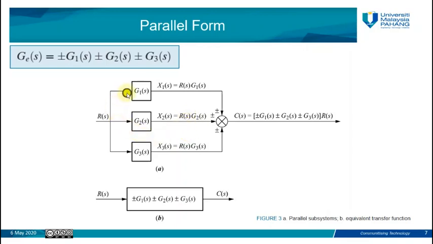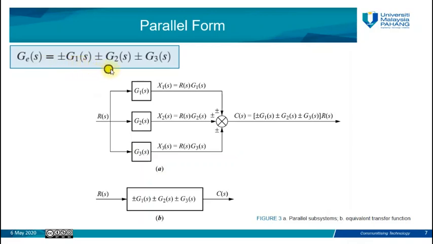So the input is connected to the input, the output is connected through this summing junction. As we can see here, the output value, which is CS, is equal to the algebraic sum of the three subsystem transfer functions, which are G1, G2, G3, multiplied by the input signal, which is RS for all subsystems.